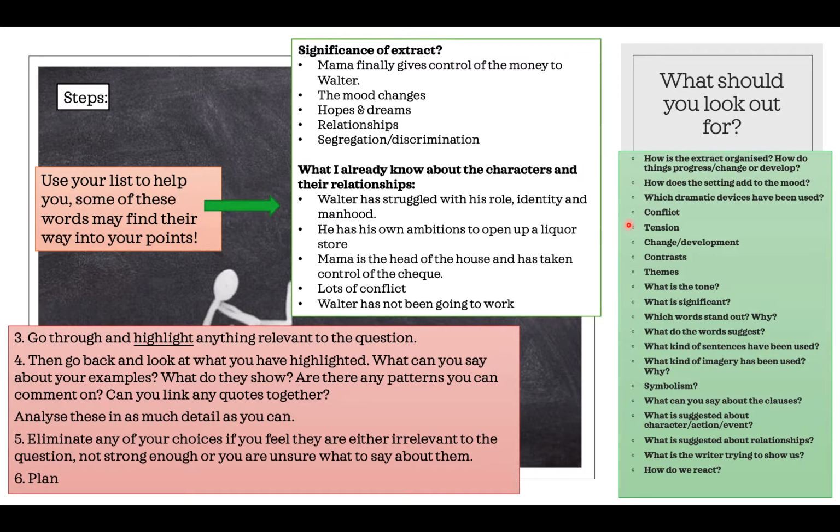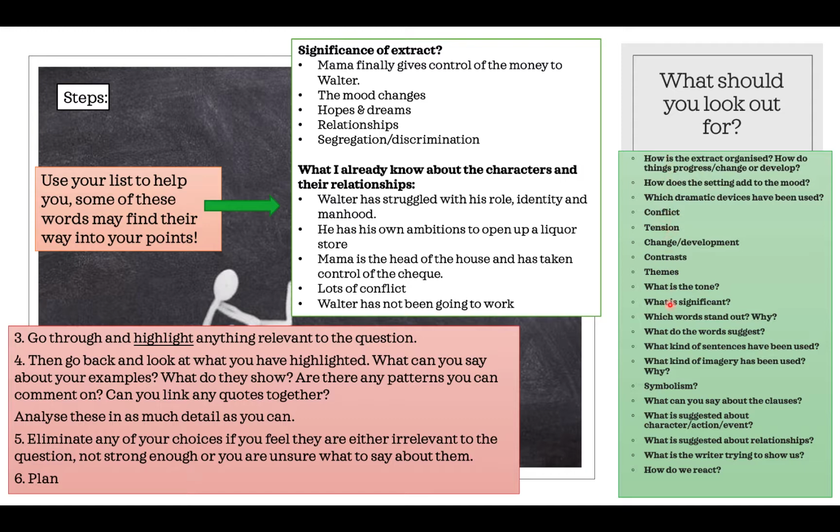So I know it is difficult under time conditions to go back through an extract and know what to say about it, and it may be that your mind just goes blank. So it is a good idea to just have a set list of things that you try and remember for when you're in the exam. And if you do have a mind blank and you can't think of anything, then you just go back to this list that you've made and you think, okay, let me think, what do I need to look for? Oh, I need to look for conflict. Go back through. Do you find any conflict? You probably will. Or, okay, I need to look for tension. Do you find any tension?